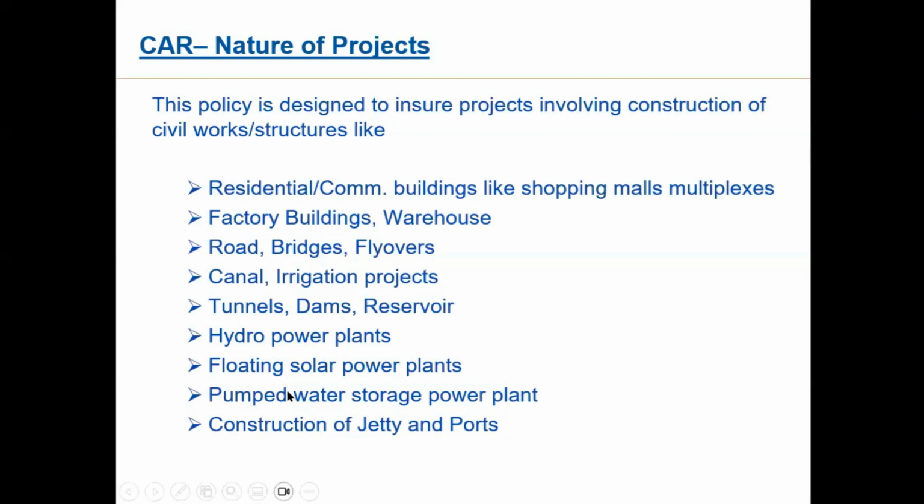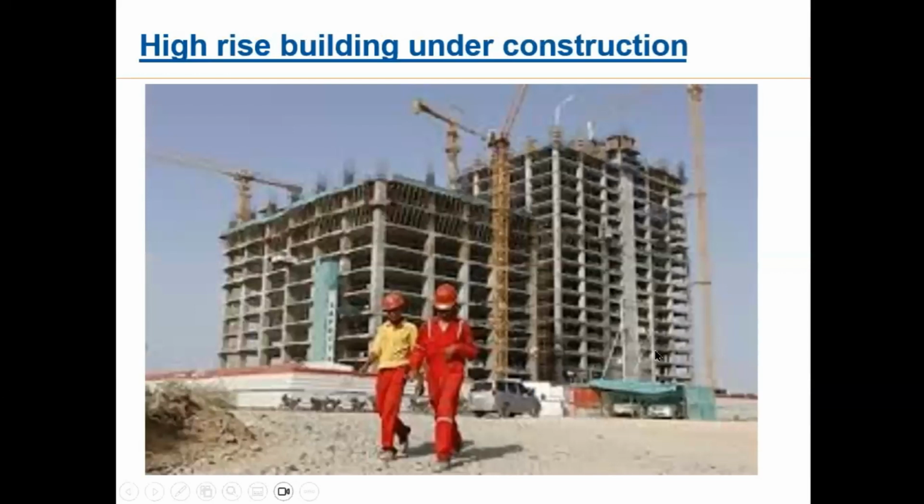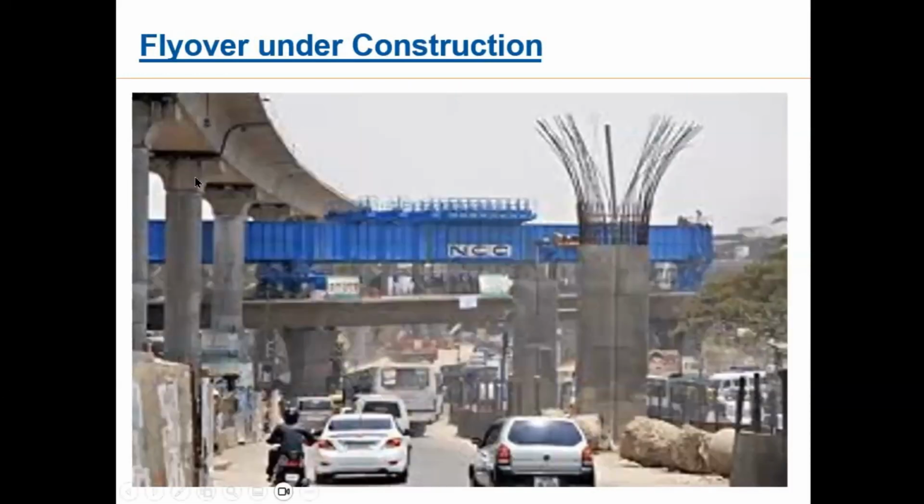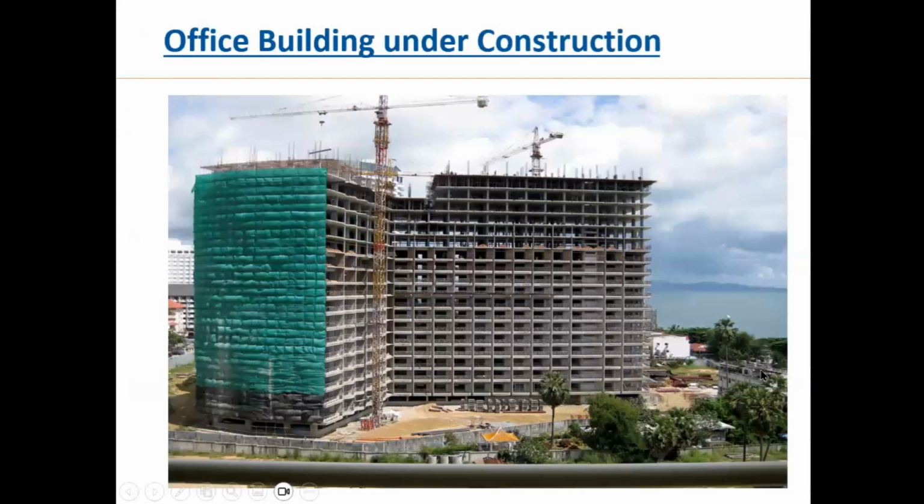Then construction of jetties and ports. All these kinds of projects and many other civil construction works can be given contractors all risk policy. This policy is designed for that. These are a few photographs. You can see a high-rise building which is under construction. This is the way contractors all risk policy has been given. This is construction of a flyover. So again, CAR policy is given for this. This is again an office building, a multi-storied building, which is under construction.